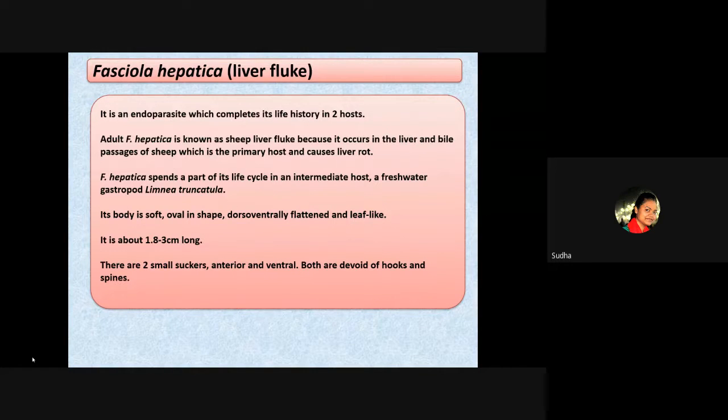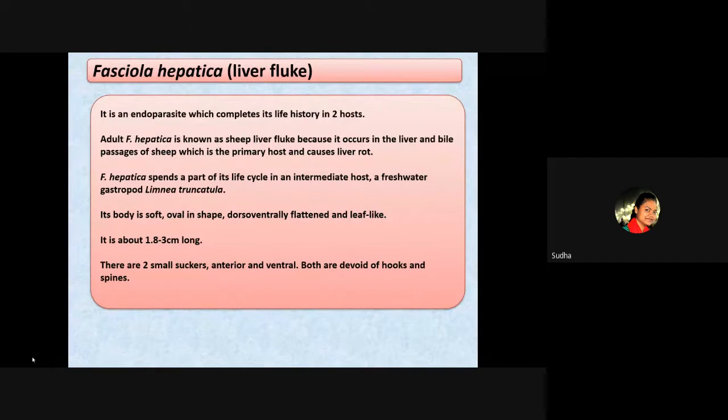It is an endoparasite. It stays inside the body of the host. It is an endoparasite which completes its life cycle in two hosts. It is also digenetic. It also needs two hosts. So the adult Fasciola hepatica is known as sheep liver fluke because it occurs in the liver and bile passages of the sheep, which is the primary host, and causes liver rot.